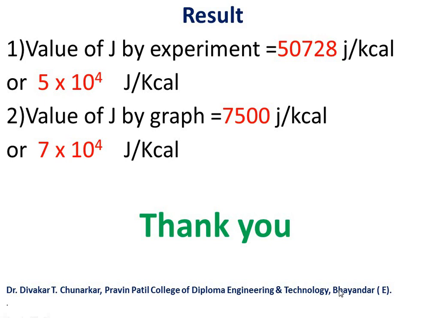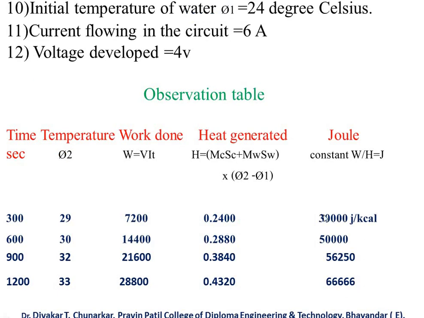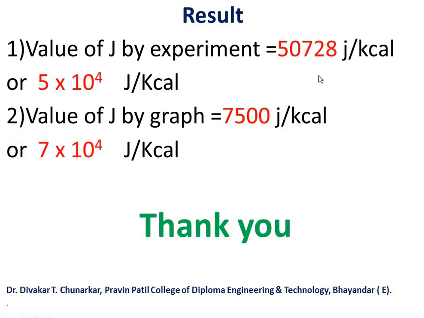Then for our result, we have to take the mean of all these values: 30,000, 50,000, 56,000 and 66,000, adding them to each other and dividing by 4. So we get the answer 50728 joule per kilocalorie, or this value we can write in the power form in this way. Then the value of J by graph is 7500 J per kilocalorie, equal to 7 into 10 to the power 4 joule per kilocalorie, keeping this in mind. So this value I can write this way by using the graph.